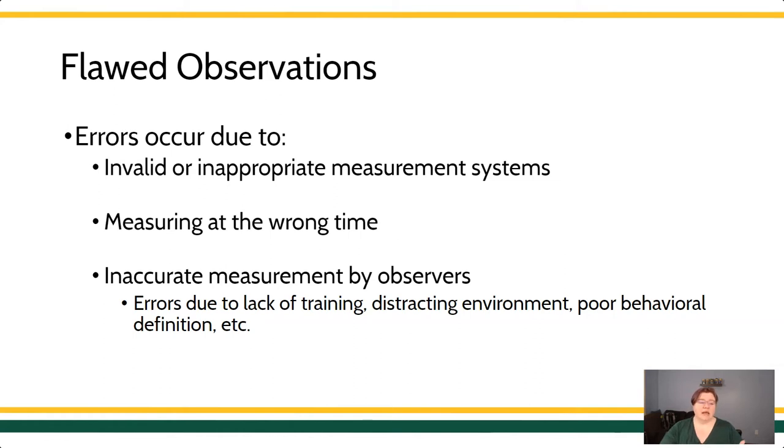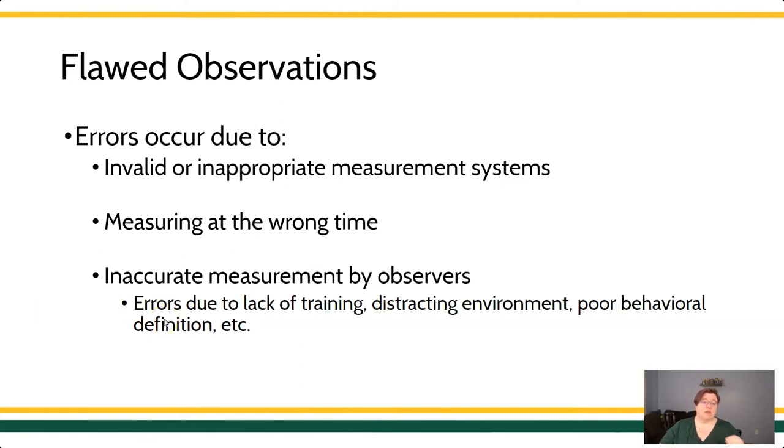Last, you can have flawed observations just because the observations were really flawed, meaning that if you're choosing observers that are not well trained, they could be using the behavioral definition poorly. Maybe the behavioral definition is super flawed. Maybe the environment in which they're observing is chaotic, and it's very difficult to see what the learner is actually doing. So your observations, your data are really flawed. And there's nothing worse than having flawed data.